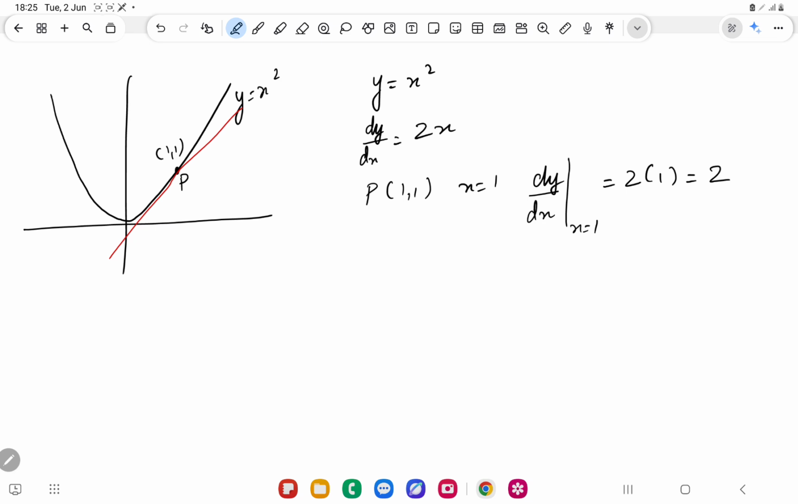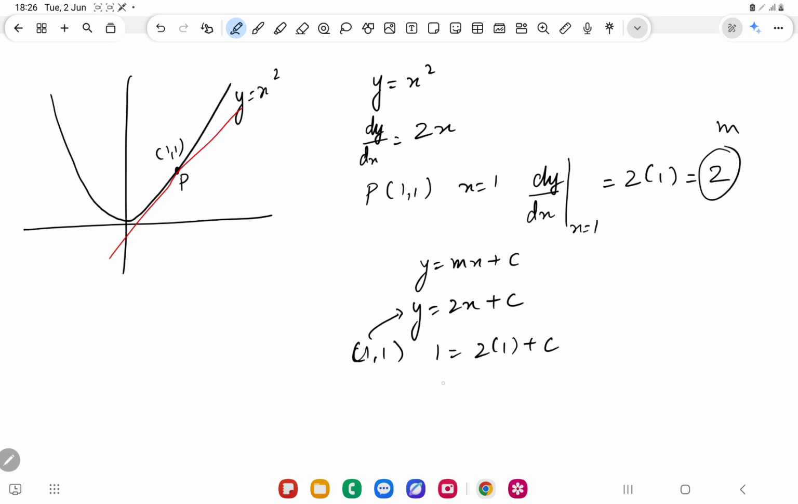Now the second part of the question is I have to write the equation of the line. Now all of you know the basic equation of a line is mx plus c. So this is my m. So I can write y is equals to 2x plus c. Now the point 1, 1 is given to me, so I will substitute it here to find the value of c. So 1 is equals to 2 plus c. So c will be minus 1. It means my equation of the line will be y is equals to 2x minus 1.